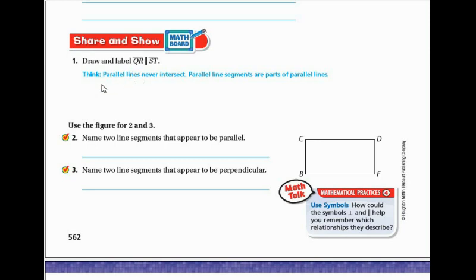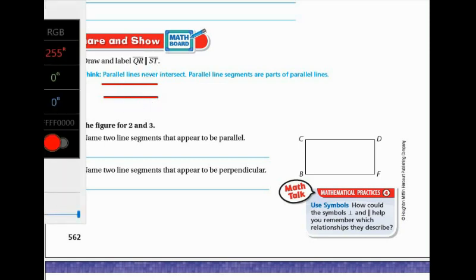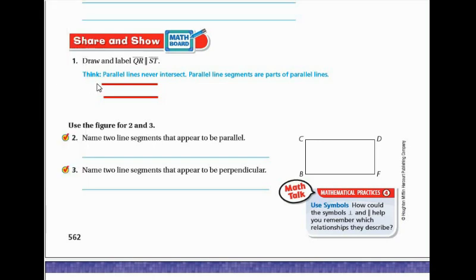Okay, let's draw. This is line segment QR, and this is line segment ST. That's right. This is QR, and this is ST. So you can use your rulers and pencils to draw them. And take care that the distance must be the same.